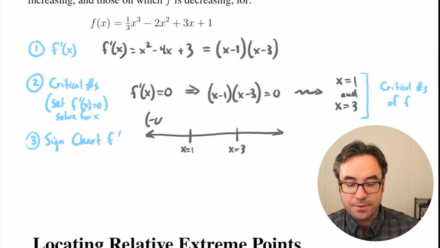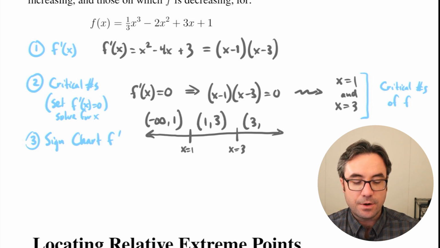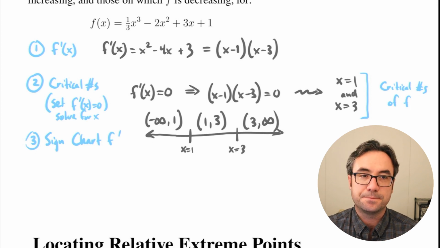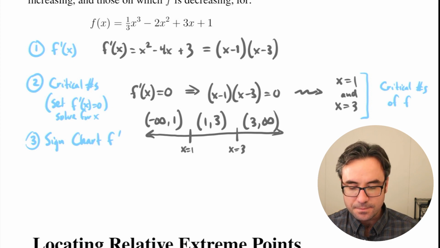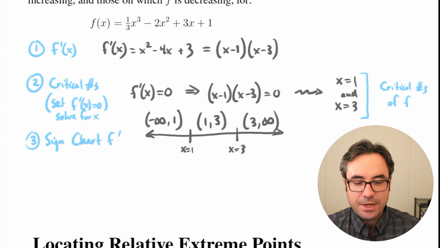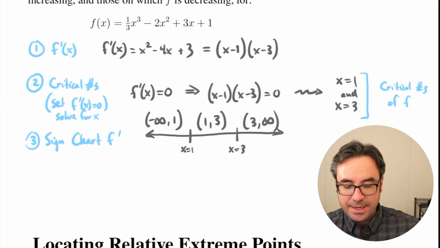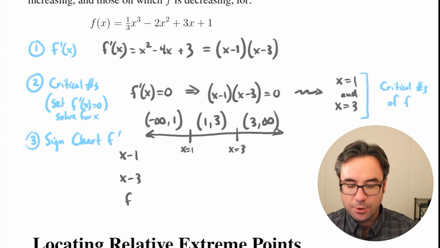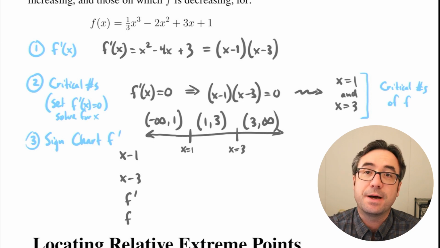So we're going to have the interval from minus infinity to 1. We're going to have the interval from 1 to 3. And then we're going to have the interval from 3 to infinity. And now we want to figure out what the sign of f prime is on each of these intervals. What can be helpful is if we use this factored version of our derivative to write down each of those individual factors. And then we'll put it all together to see what it tells us about f prime, and then ultimately what it tells us about function f.